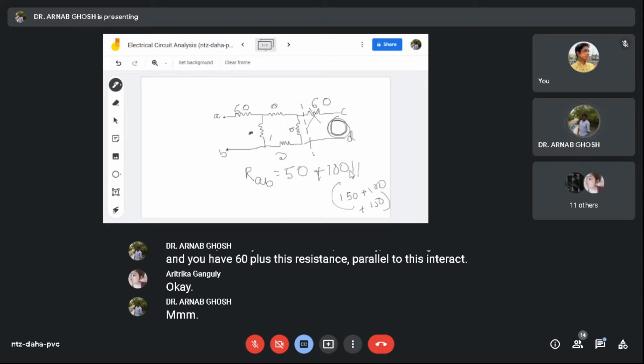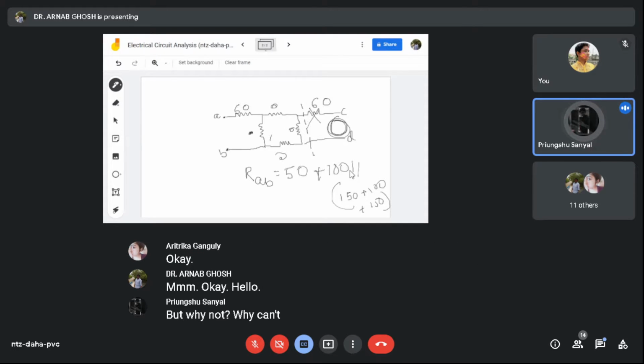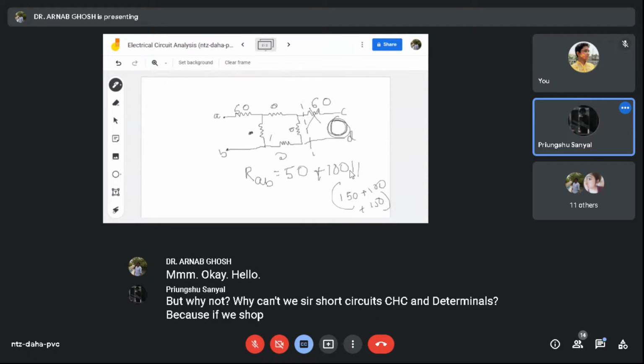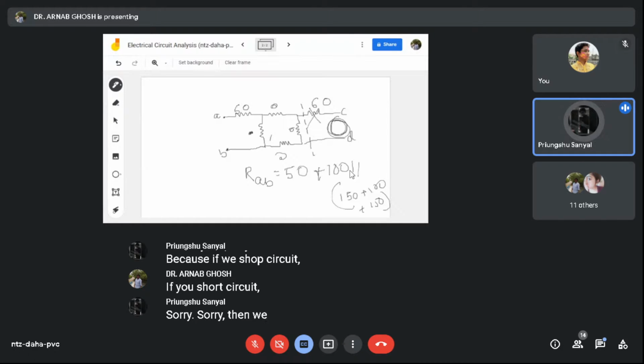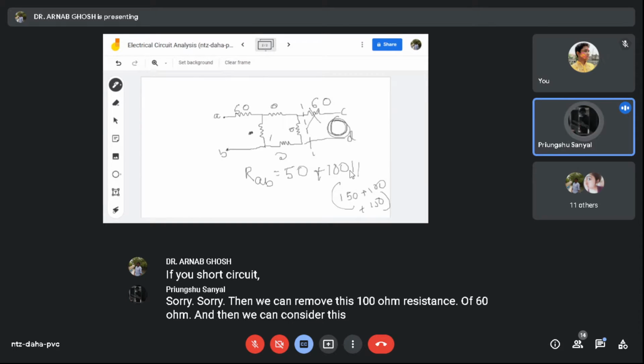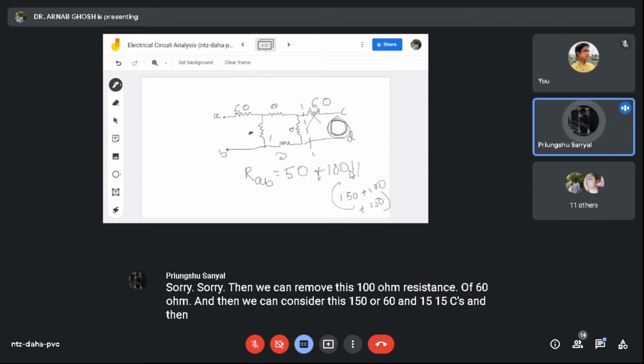Why can't we short circuit? Because if you short circuit, then we can remove this 100 ohm resistance, and consider this 150, 60, and 150 in series, and then in parallel with 100 ohms.